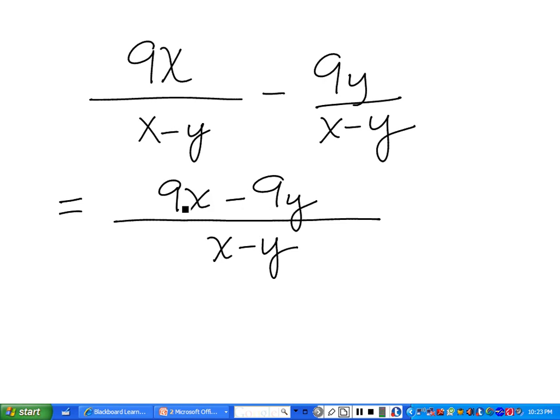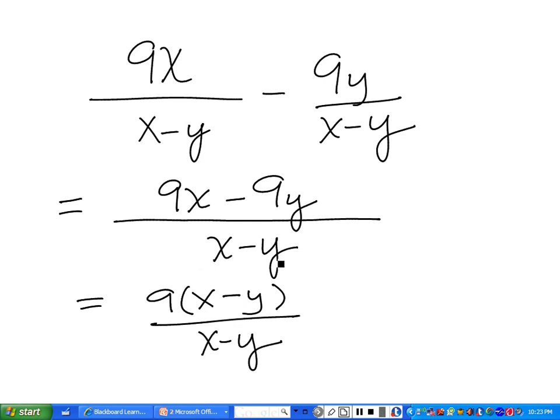Well, the GCF is 9. So we need to take out a 9 and see what factor remains. So 9 times what is 9x? x. 9 times what is minus 9y? It's minus y, over x minus y. So here notice that we have the same factor that we can cancel out. So we can cancel x minus y with x minus y, and that leaves us the answer 9.